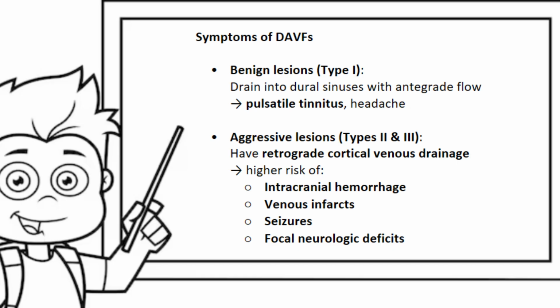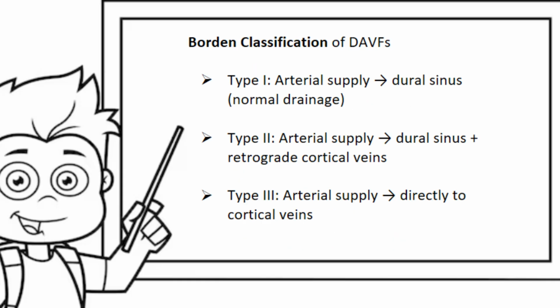Now we've talked about type 1, type 2, and type 3, and this is something we call the Borden classification, which stratifies these lesions based on their hemorrhage risks. Type 1 basically has arterial supply that drains into dural sinuses, and this is actually the normal drainage. Type 2 is the arterial supply which drains to both the dural sinus plus retrograde cortical veins. And type 3 drains directly into cortical veins.